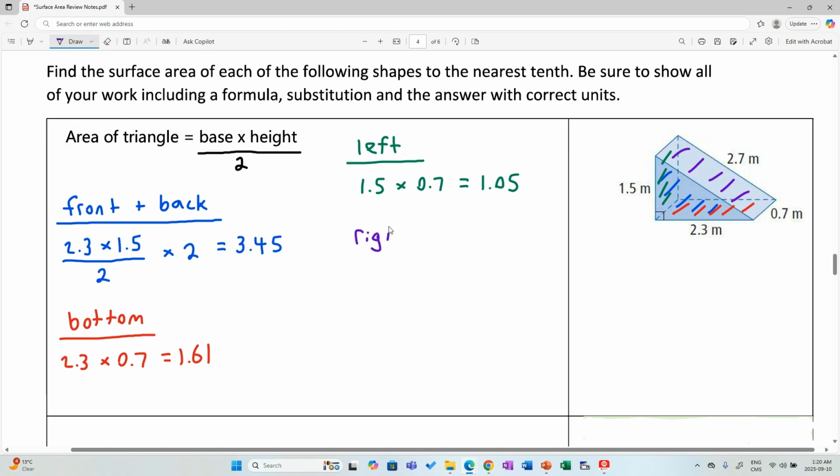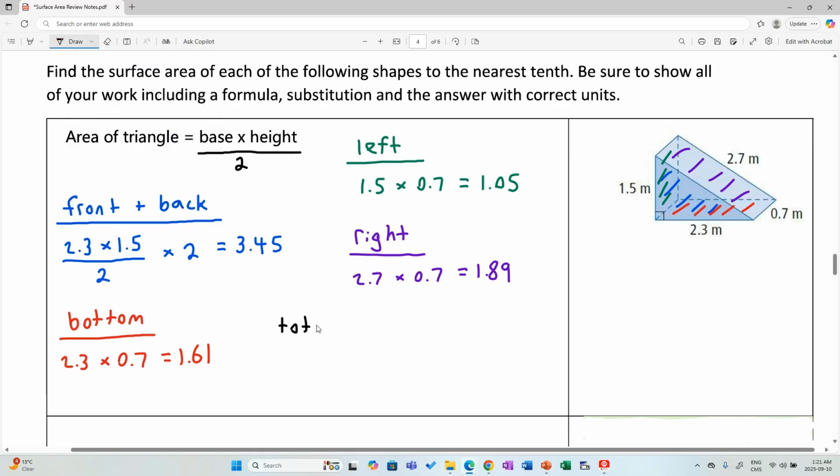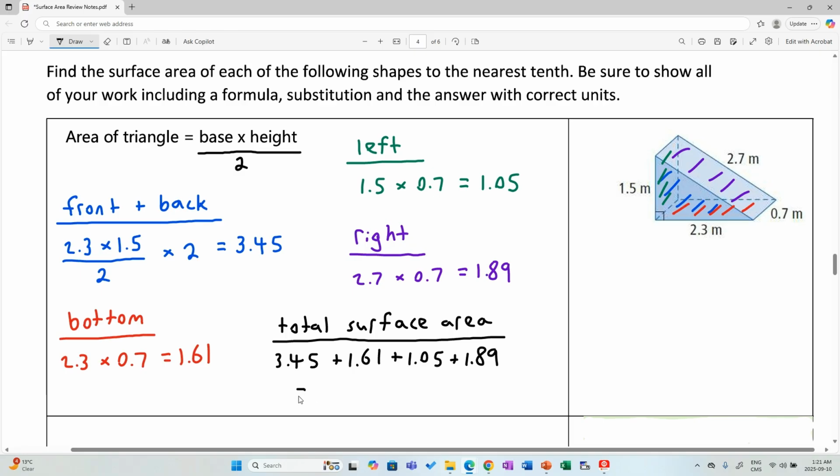And in this case, I have 2.7 multiplied by 0.7. So 2.7 times 0.7 is 1.89. And now that I have found the front, the back, the bottom, the left, and the right, all 5 sides, I add them together to get the total surface area. So total surface area is going to be 3.45 plus 1.61 plus 1.05 plus 1.89. And that's going to equal to 8 meters squared.